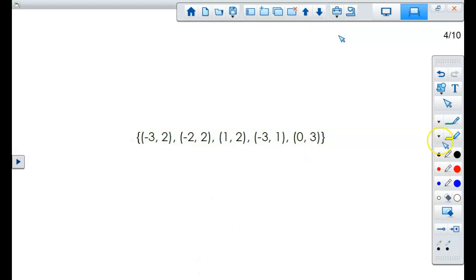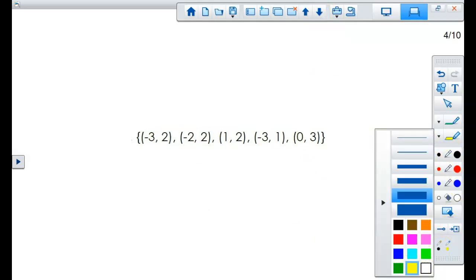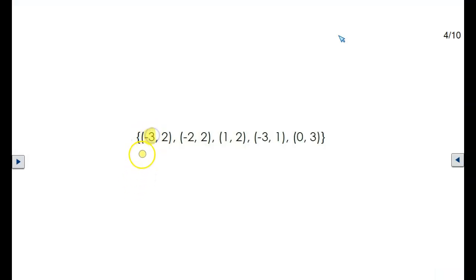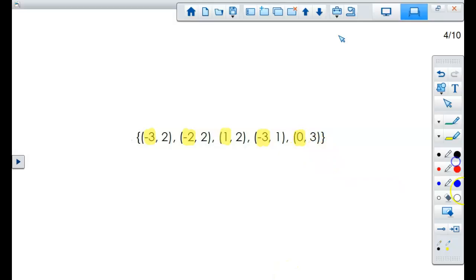All right, here's another one. Let's take a look at what we've got here. Look at x values. We've got -3 as an x value that has been connected to 2 as its y value. -2 as an x value has connected with 2 as its y value. 1 as an x value has connected with 2 as a y value. -3 as an x value has connected with 1 as a y value. And then finally 0 as an x value has connected with 3 as a y value.